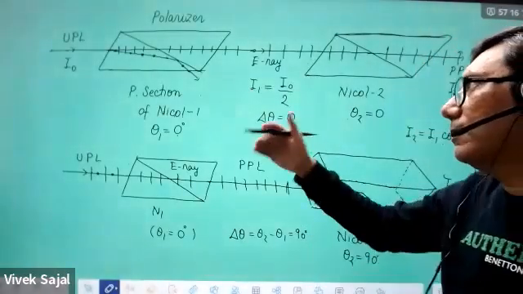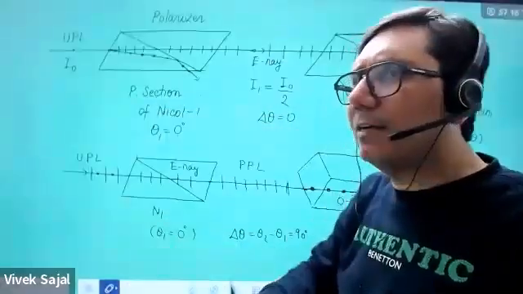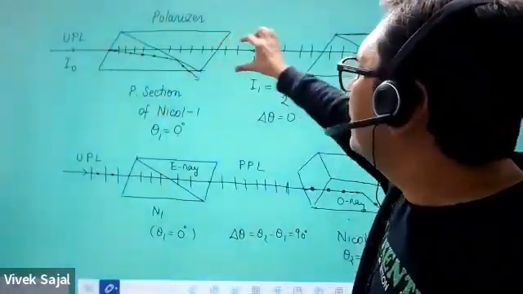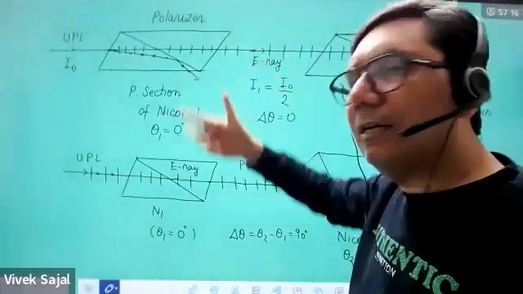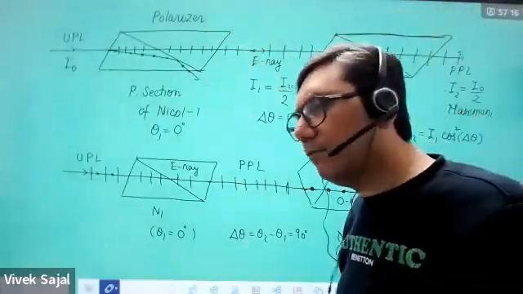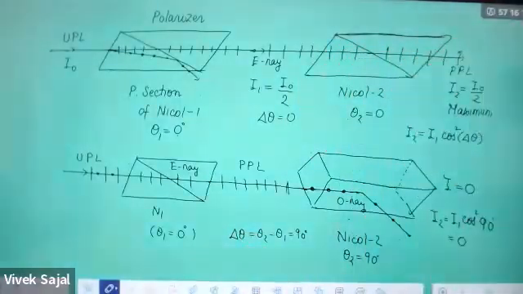Later on, we will discuss further. If you are not using a Nicol prism but a double refracting crystal, you can get both types of plane polarized light, E ray as well as O ray. Later on I will discuss that in the last. Okay, sir. Thank you, sir.